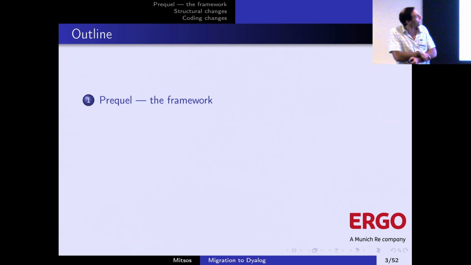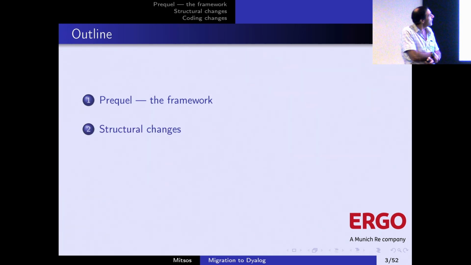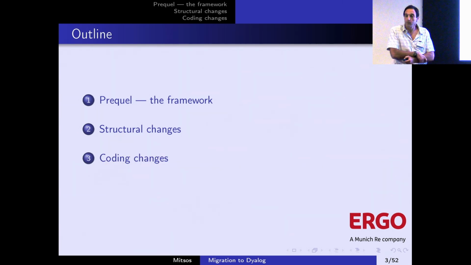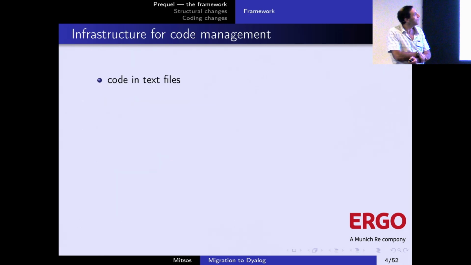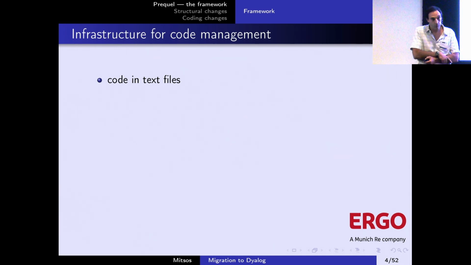In the first part, I will give a brief summary of the framework I use for the workspace management. The main part consists of structural changes I make to objects during migration, and coding changes. Coming to the first part, the framework: the old APL+Win system had no framework. It was just saving workspaces. So any framework will be better than the old one.